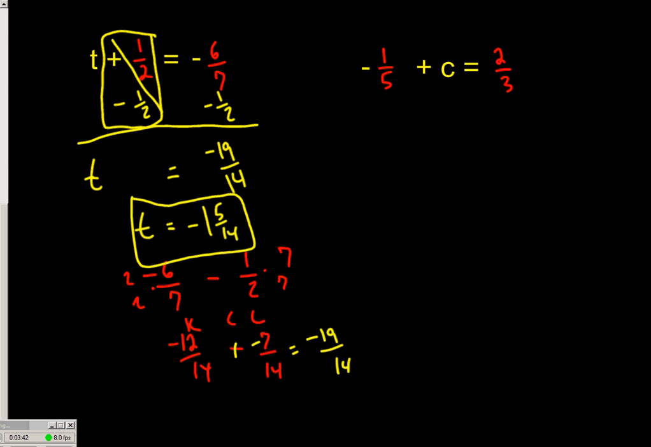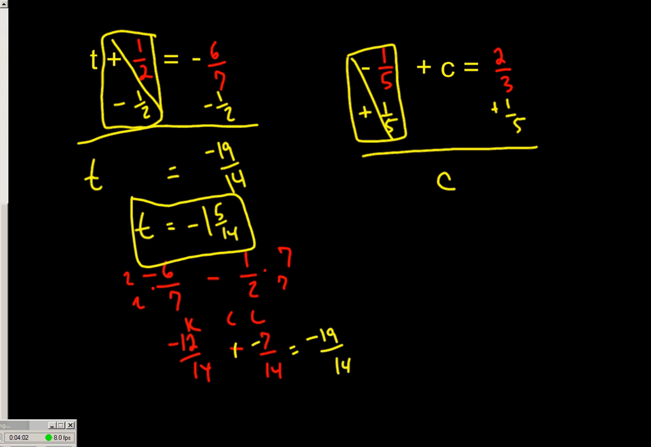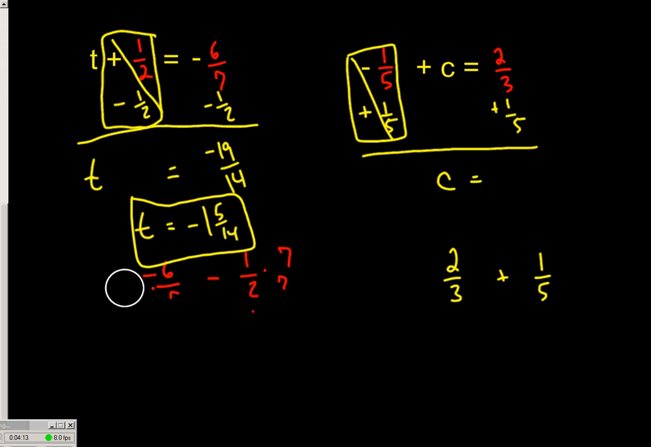So all we're doing is using the same skills that we've already looked at before. This is a negative 1/5, so let's just add 1/5 to both sides. Negative 1/5 plus 1/5. If it helps you to kind of circle or box in the numbers that you're adding or subtracting, do it. It doesn't hurt anything. C equals, here we go, 2/3 plus 1/5. And let me just kind of clean this up over here so it doesn't bug you.